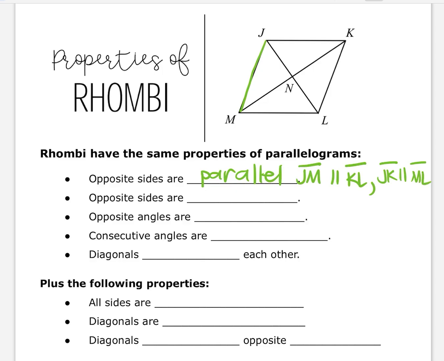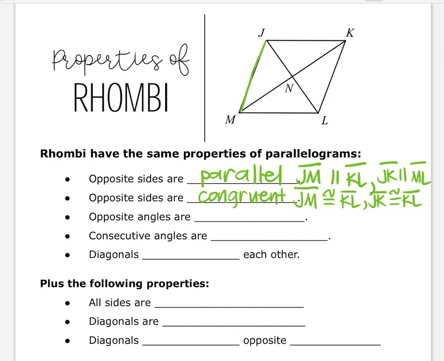The second property is opposite sides are congruent. Congruent simply means that two sides, in this case, have the same measurement. So if I am going to start with side JM, segment JM is congruent to segment KL. It simply means they have the same measurement. We also have segment JK is congruent to segment KL.